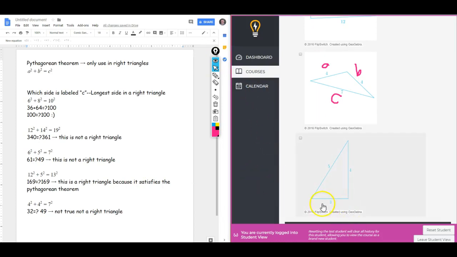So now our last one, we have a 3, 4, and 5. 5 is the longest side length, so again that's going to be C, and we can label the other ones as A and B. So using the Pythagorean theorem, A is representing the length of 4, B is representing the length of 3, and C is representing the length of 5.